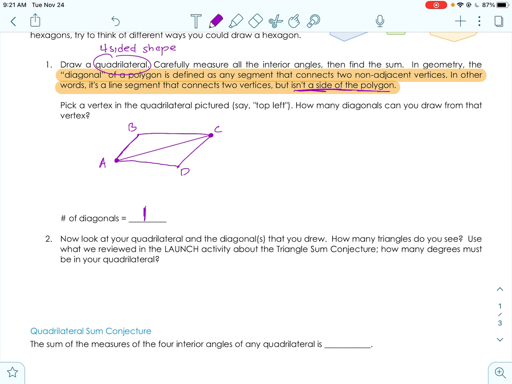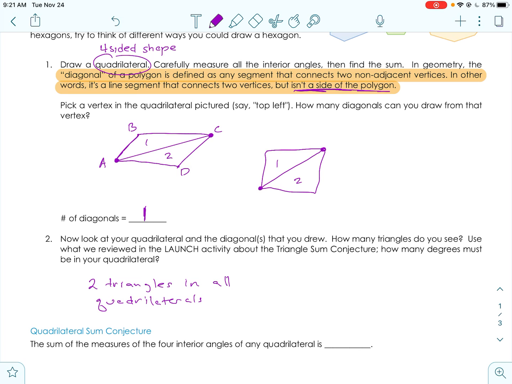Now I want you to look at your diagonal and see how many triangles you see. If we look at this, we see one triangle, we see two triangles. And if you draw in any quadrilateral you want, here's another diagonal, you notice again, 1, 2 triangles. So regardless of what your quadrilateral looks like, there are going to be 2 triangles in all quadrilaterals.